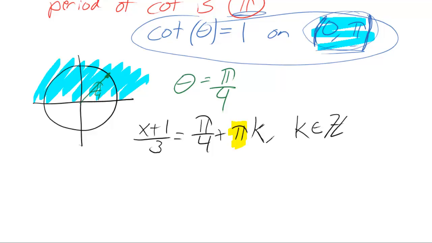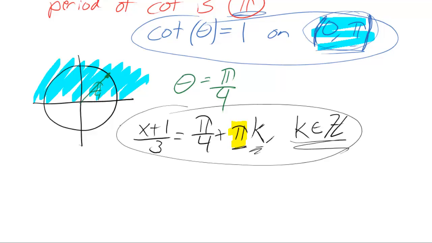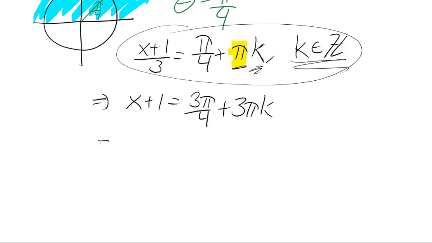There is an intimate connection between this coefficient in front of the k and what the period of the trig function is. The other thing to remember is that the k itself is just any integer, positive, negative, 0, any integer imaginable. And every choice of k produces one solution of the original equation. And so this expression right here really captures every conceivable one of the infinitely many solutions of our equation. Now let's actually solve for x here. So multiply both sides by 3, we get x plus 1 equal to 3 pi over 4 plus 3 pi k, certainly distributing that in, and subtract 1 from both sides.